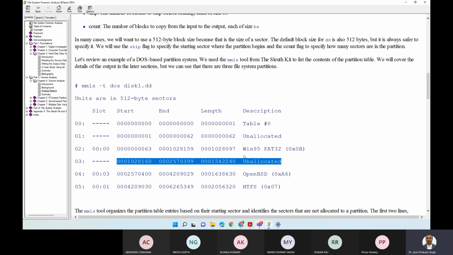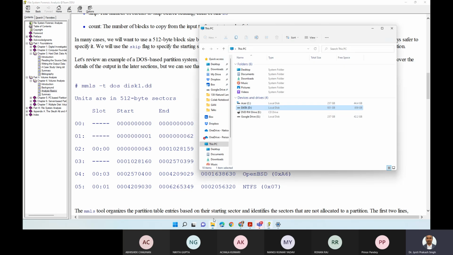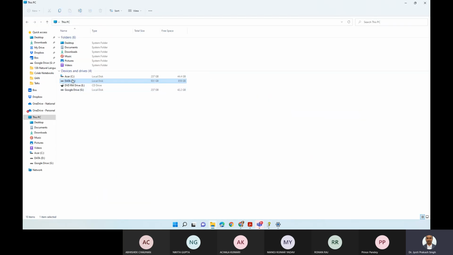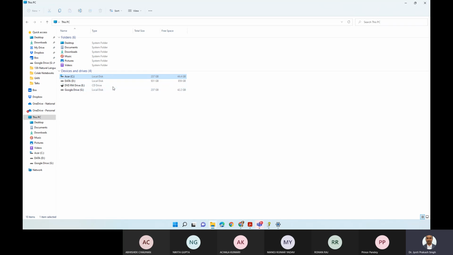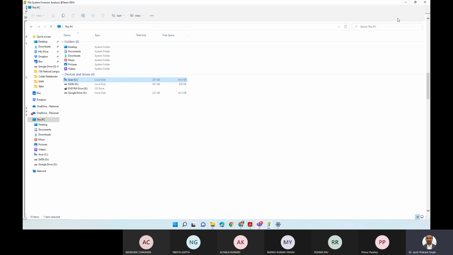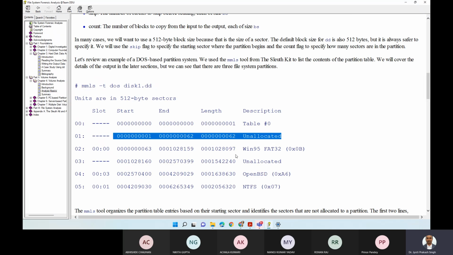Logically, if you see this area and this area, like if I see in Windows, then you might have noticed that in C we have a lot of unallocated space which is used for other purposes, but that is not visible to a normal user, and that's where a person who is trying to hide something can use these spaces.